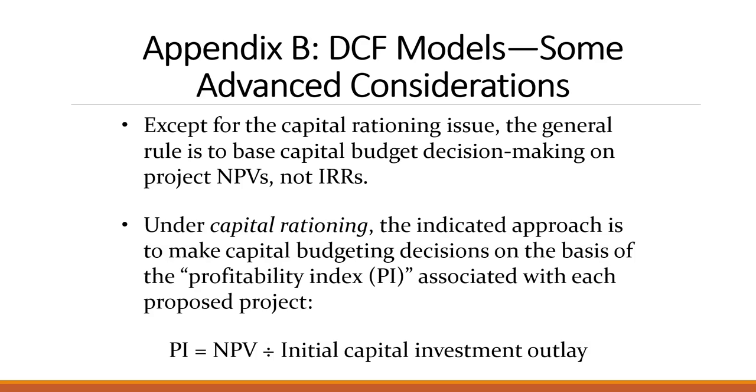So if they all had a positive net present value, then we would take the one with the highest profitability index. So the profitability index is the net present value divided by the initial capital investment outlay. So this is another thing to consider when we're looking at different capital budgeting projects and which one we should or shouldn't accept when we have a capital rationing issue, when we can't say yes to every project with a positive net present value. That is the end of chapter 12.